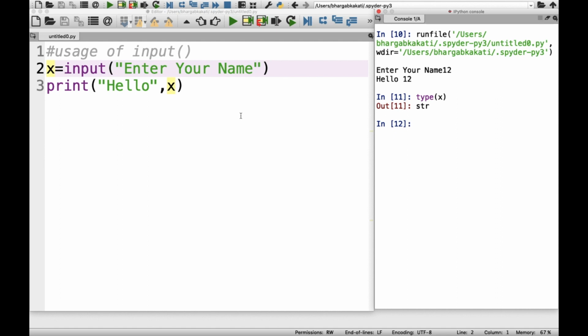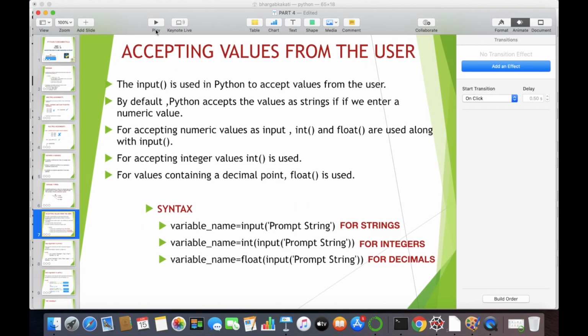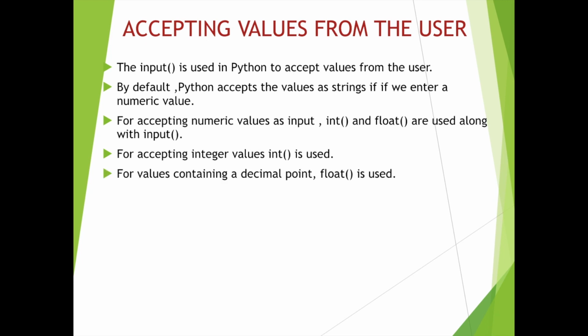So in order to take numeric input, we need to use two different functions. Those functions are called int and float. So I'll be explaining it here. For accepting numeric values as input, the int and float functions are used along with the input function. For accepting integer values, we have to use the int function along with the input function. For accepting values containing a decimal point, we need to use the float function.